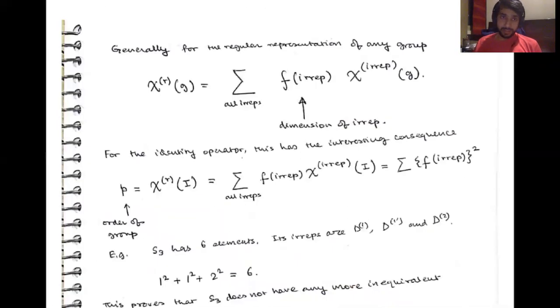So generally, the lesson from this is that for the regular representation of some group, chi of R is going to be the sum over the dimension of the irreducible representation times the chi's of the irreducible representation. This is something that happens for any group. For the identity operator, this leads to an interesting formula: if you are looking at the identity in the regular representation, this is going to be the order of the group.